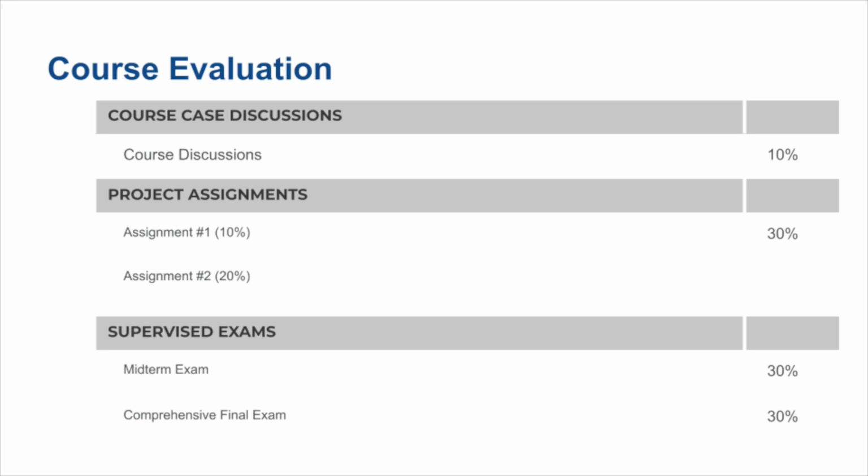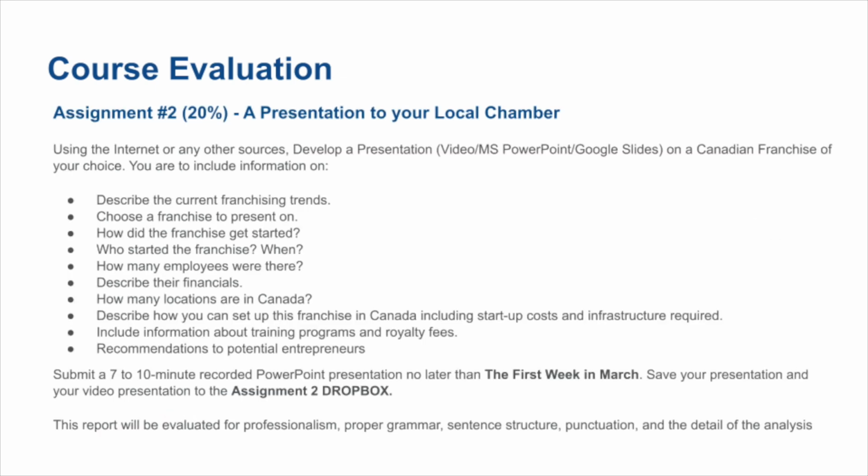You'll notice, too, that there's a second assignment. The second assignment is another presentation that you're doing to the local chamber, and in it, you're going to be talking to them about the Canadian franchise industry, okay? Very specific. So what I want you to do there is to do a bit of research on Canadian franchises. Find a couple. You're going to, in your presentation, describe the current franchising trends. You're going to choose a franchise to present on.